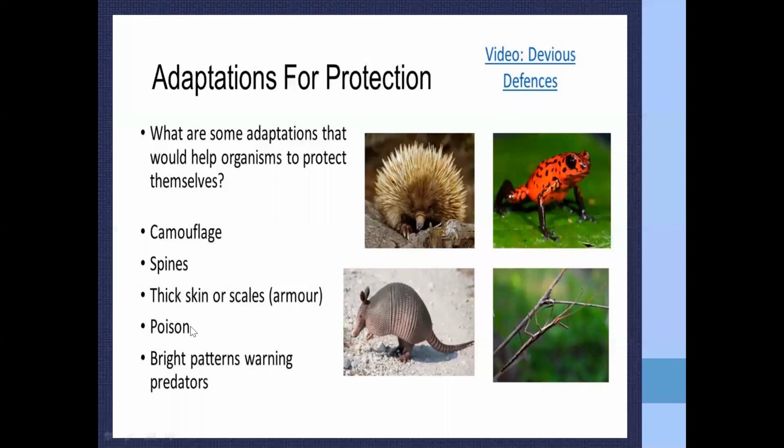And then bright patterns warning predators, like this frog which has a very bright color. This bright color is warning the predator that I'm ready. If you come to hunt me, I will protect myself. Okay, so these are certain protective adaptations which help animals to survive in the environment. Okay, so this is about our last topic.